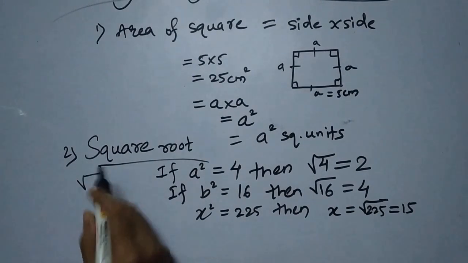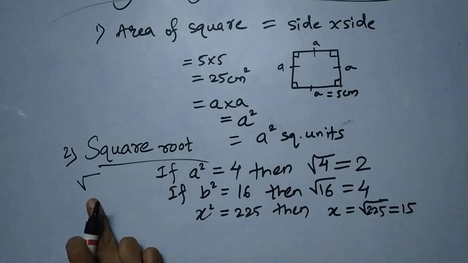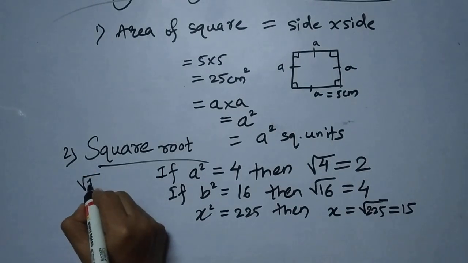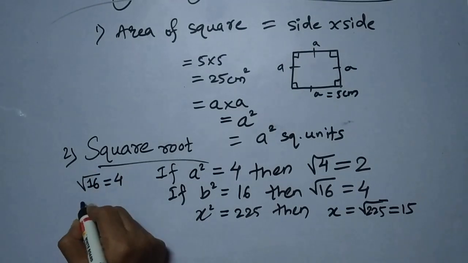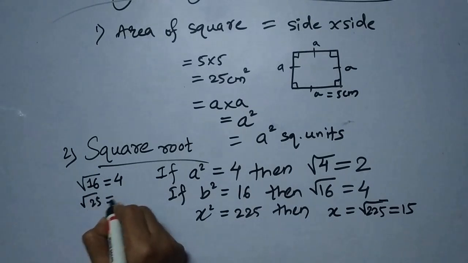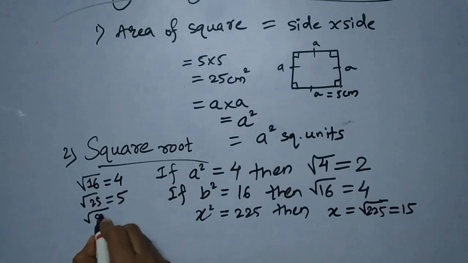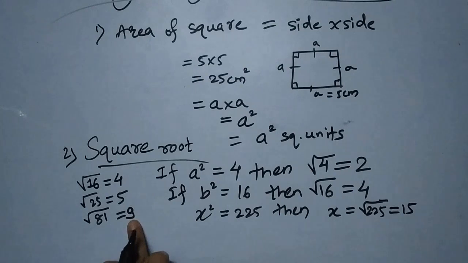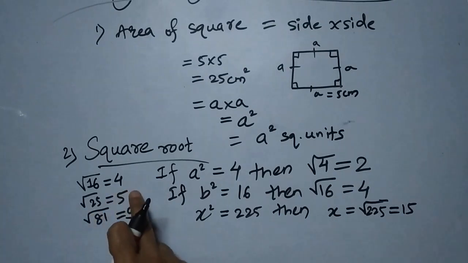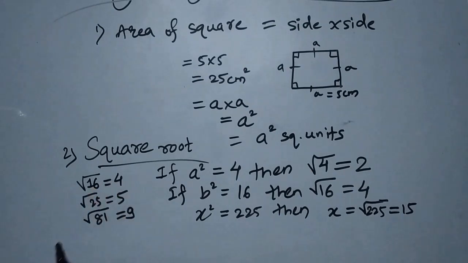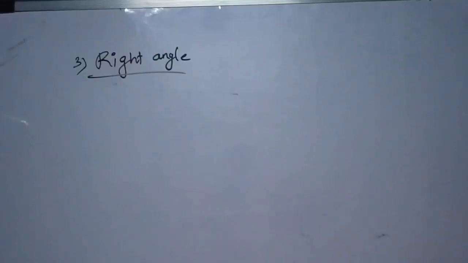Friends, this is the symbol for square root. Square root of 16 gives 4. Square root of 25, I get 5. Square root of 81, I get 9, because 9 nines are 81, 5 fives are 25, 4 fours are 16. These are perfect squares of these numbers.